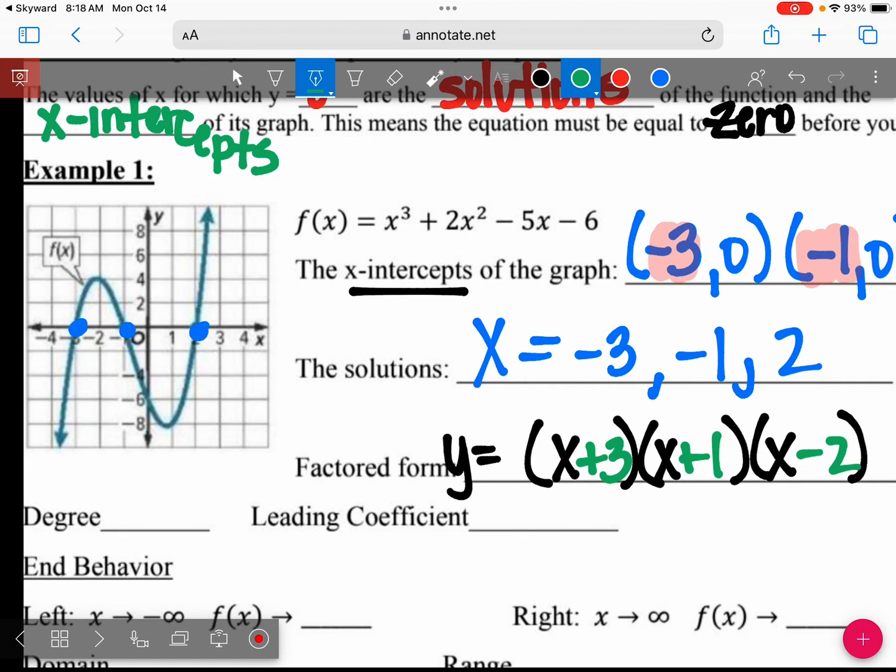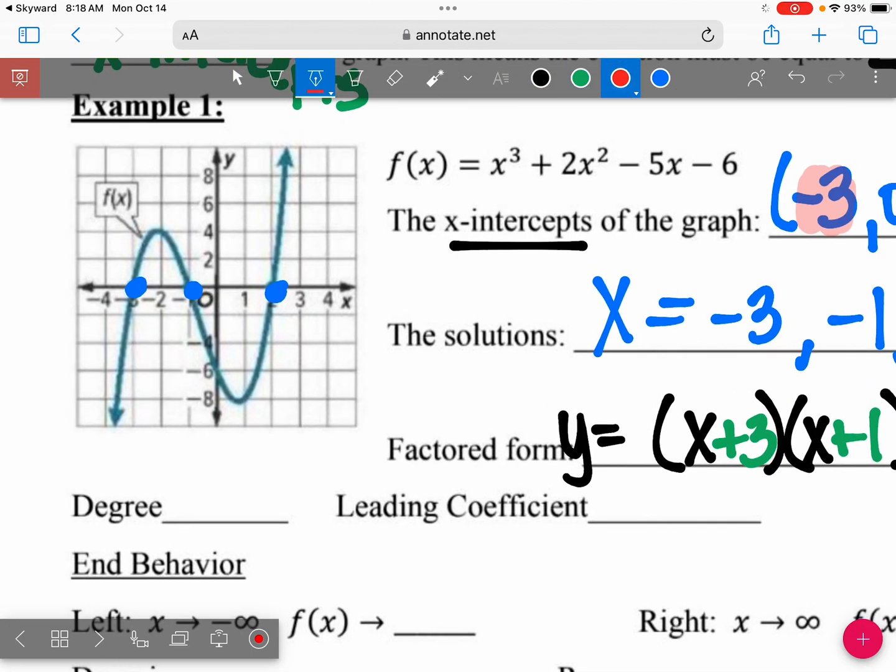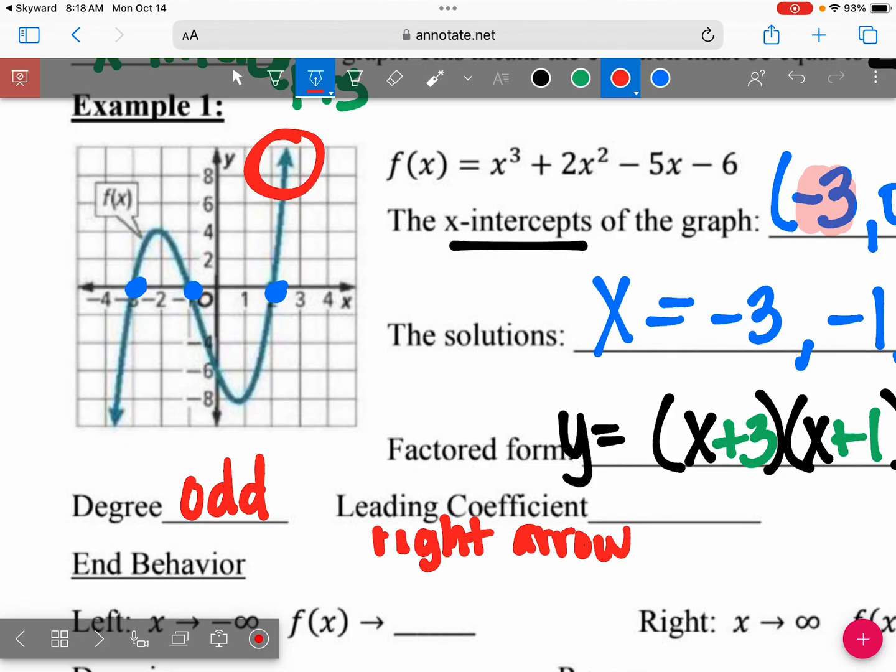Now, because our arrows are opposite, we know this is an odd degree function. And remember, we look at the right arrow to see if it's even or odd. Right arrow. That would be this arrow. Because it's going up, I know that this is a positive function. So this is my right arrow, and this is my left arrow.